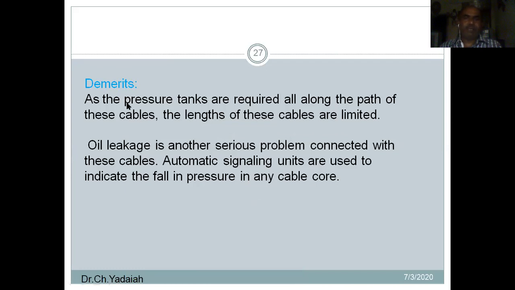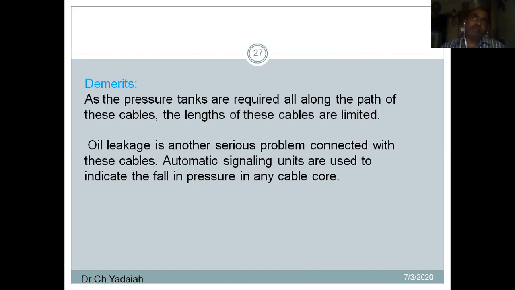Next, what are the demerits? As pressure tanks are required all along the path of these cables, the length of the cables is limited, so the cable may not be used for long distances. Oil leakage is another serious problem connected with these cables. Automatic signaling units are used to indicate a fall in pressure in any cable. There can be a leakage of gas or oil and the pressure may not be maintained. These are the disadvantages of using pressurized cables.